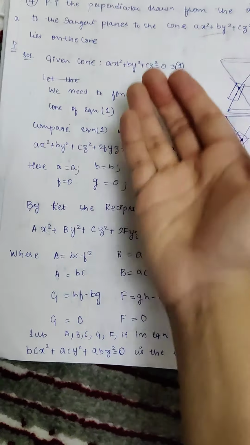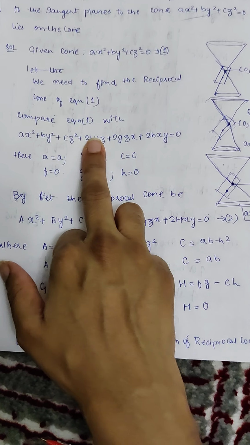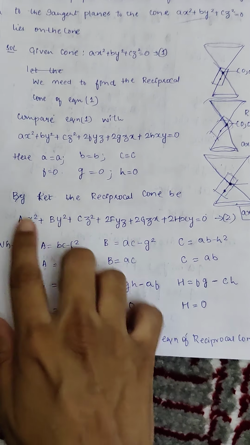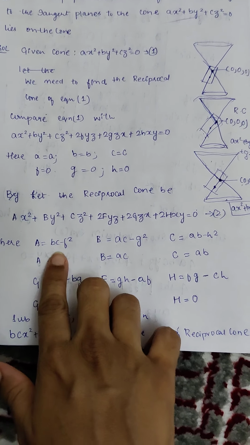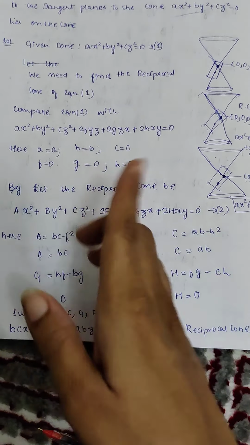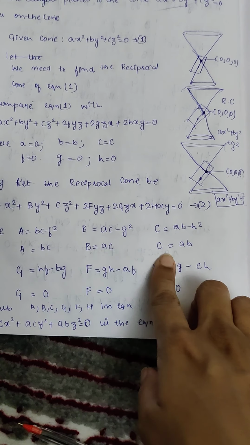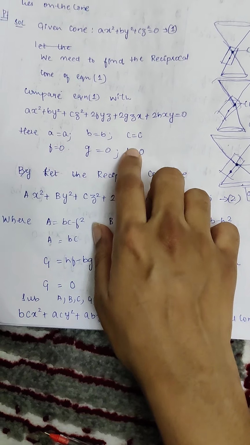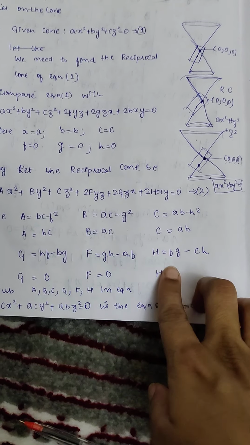Then I'm going to construct the reciprocal cone. What is the equation of the reciprocal cone? It's going to be the same as my general equation of the cone. The only thing is that it's going to be replaced with capital values. But then I have to find the values of capital A, B, C, F, G, H. So how is A? bc minus f square. How is B? ac minus g square. How is C? ab minus h square. So we're going to plug in all the values. A is bc, capital B becomes ac, capital C becomes ab. Then what is G? hf minus bg, which is 0. Similarly, capital F is 0, capital H is 0.